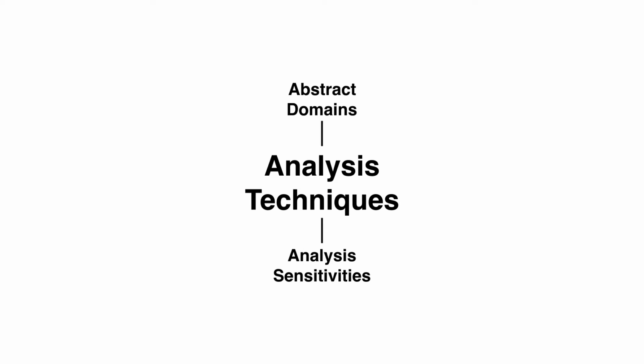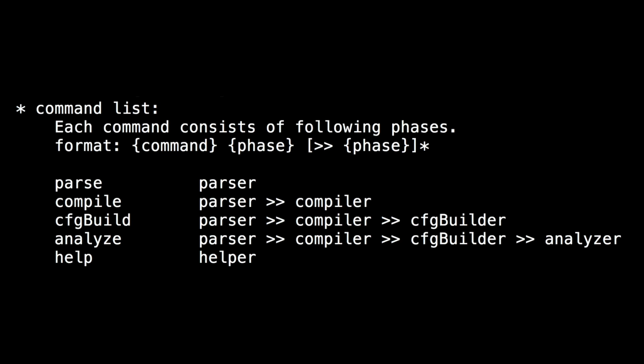The second one is extensibility. SAFE2 supports not only an easy way to configure existing techniques, but also a way to add new techniques or to extend existing techniques. SAFE2 supports such an extensibility via phases and options. By composing phases, it provides various commands such as parse, compile, and analyze.